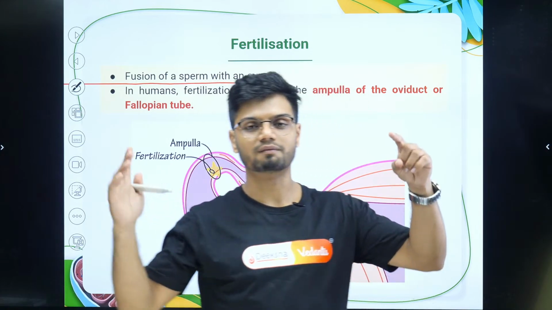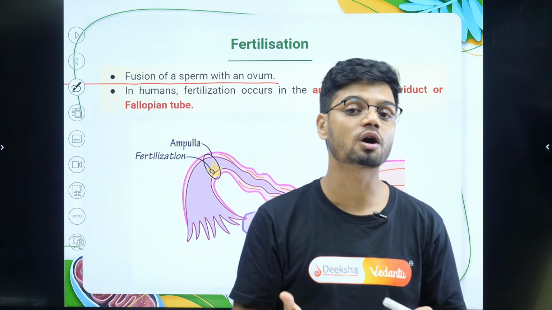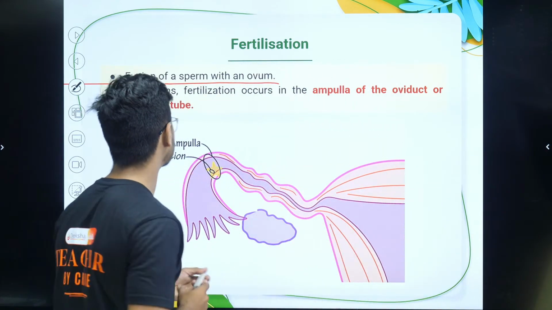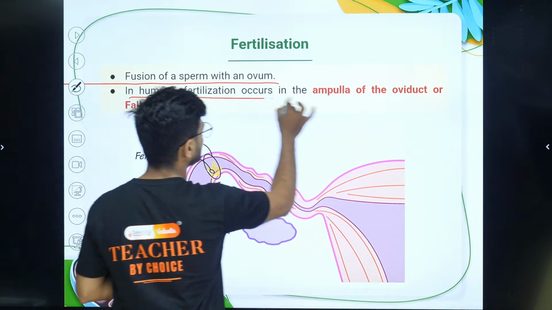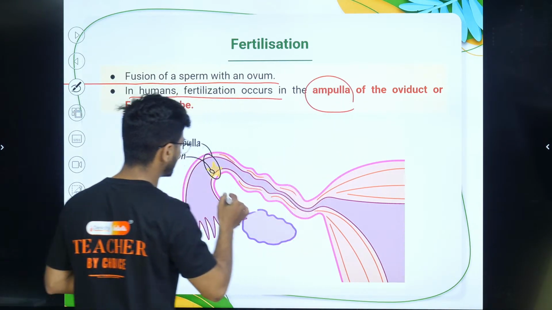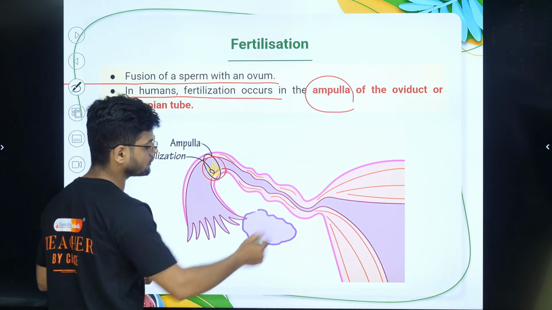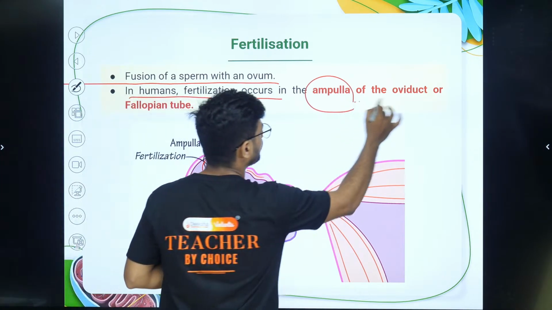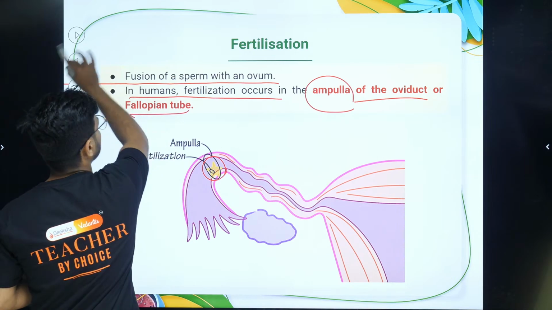Fusion of sperm with the ovum results in the formation of a zygote. In humans, fertilization occurs in the ampulla region. I already said that fertilization takes place in the ampulla region of your oviduct, the fallopian tube.